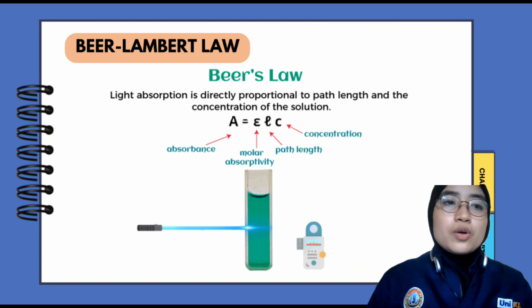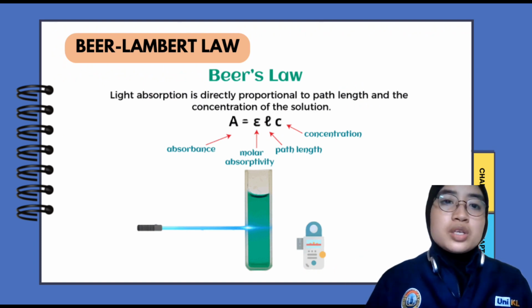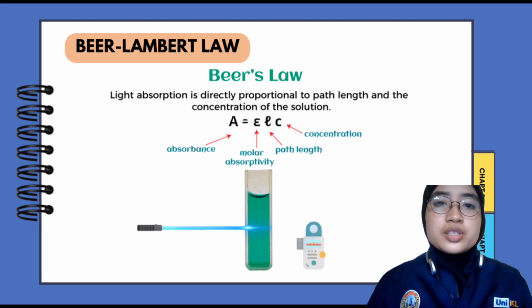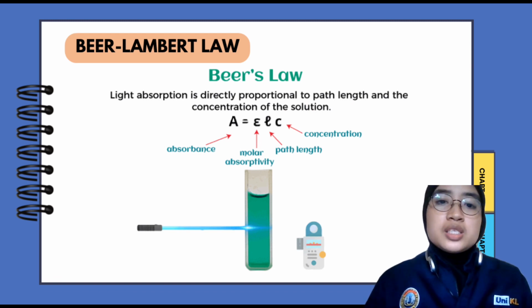So now we're going to go through the Beer-Lambert law. First, the Beer-Lambert law states that the material sample path length and the concentration of the sample are directly proportional to the absorbance of the light. So the formula is A equals epsilon L C. A is the amount of light absorbed for a particular wavelength. Epsilon is the molecular extinction coefficient. L is the distance covered by the light through the solution. And C is the concentration of the absorbing species.